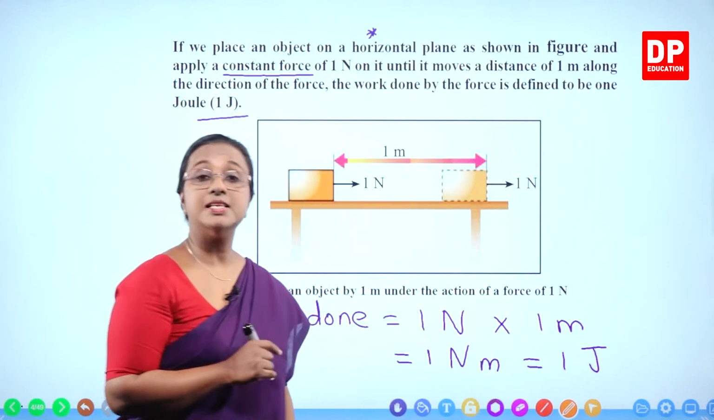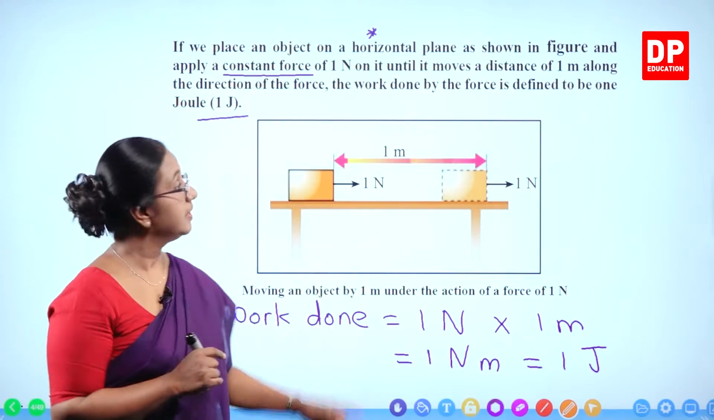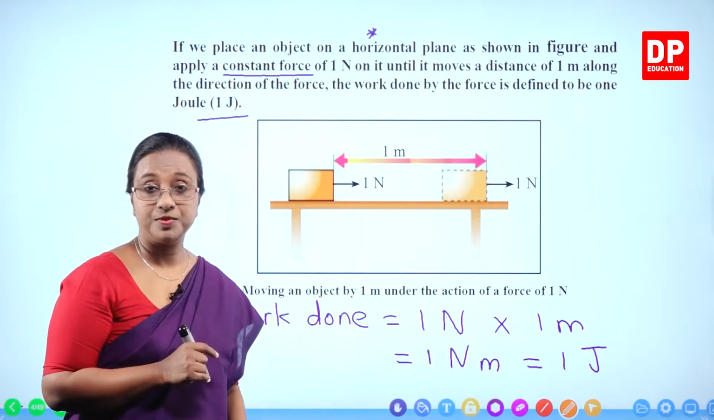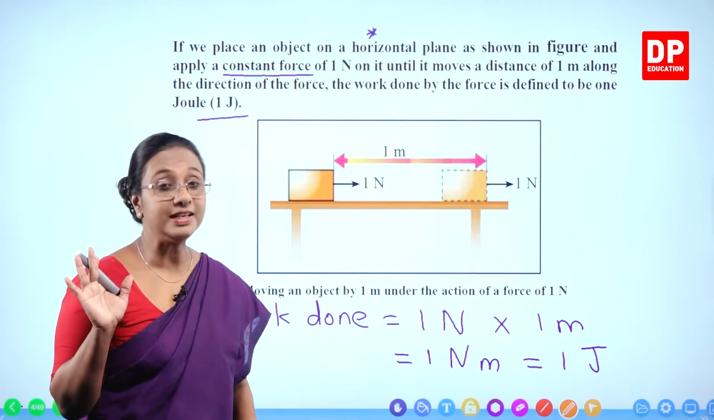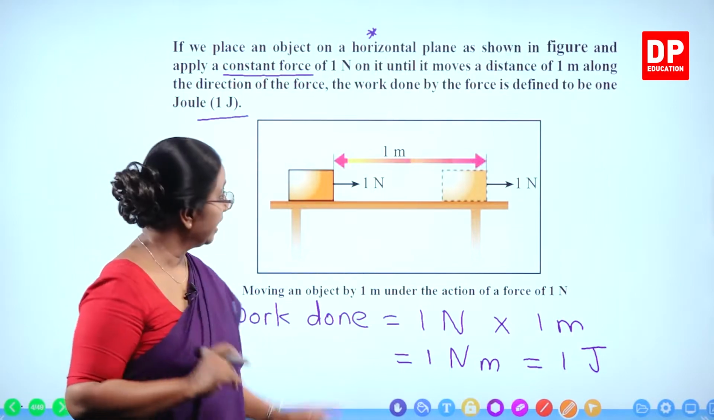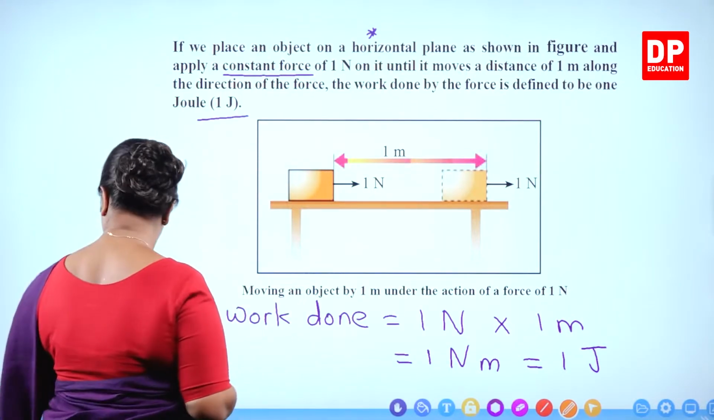So the work done is equal to 1 joule. That is what is given here. So that is how we define work. Is that clear, students? Then we'll move on to the next slide.